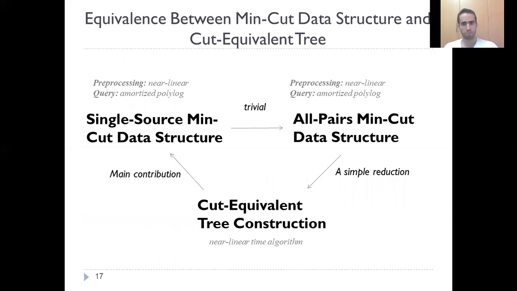So consider the following map. This is the way we show the equivalence. First, the reduction between the single source and the all pairs version is trivial. And then the reduction between the all pairs version and the cut-equivalent tree construction is the simple reduction I described earlier, using the two-dimensional range query. Now, the reduction between the cut-equivalent tree and the single source mean-cut data structure is the main contribution of this paper. And we'll focus on that.